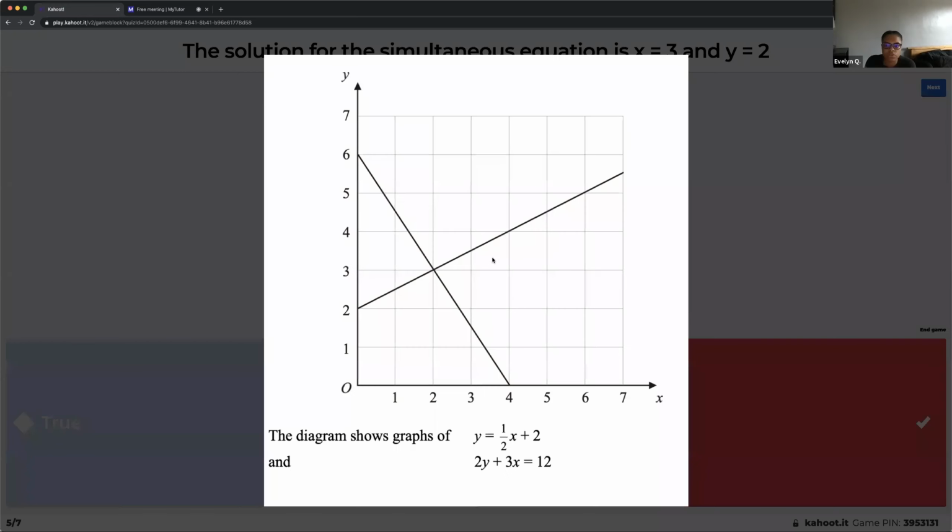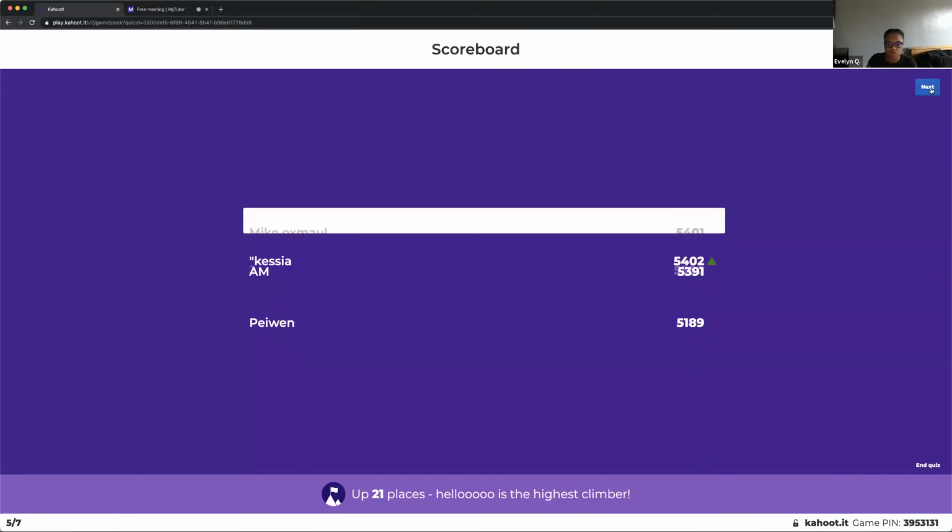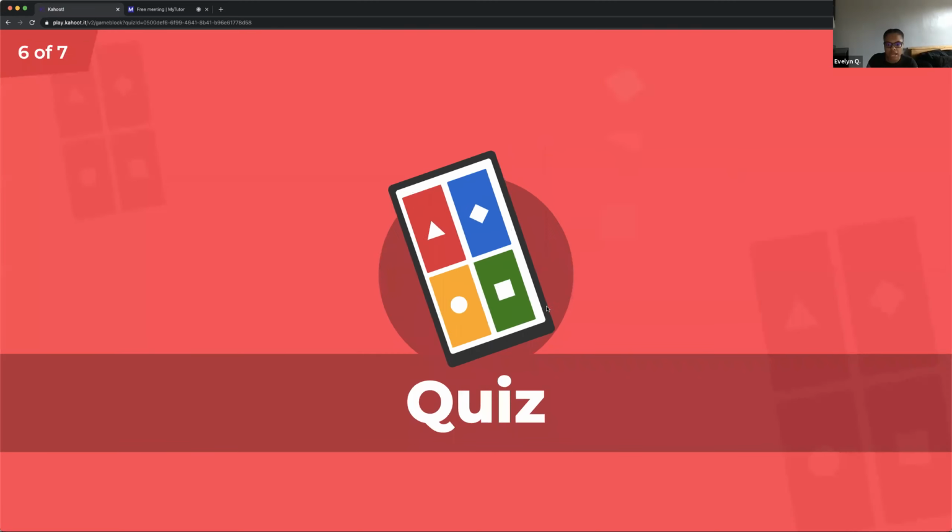Brilliant, it is false. Have a look. We've got x equals 2 and y equals 3, not y equals 2 and x equals 3. So brilliant for you guys who spotted it. Well done for the top 5.